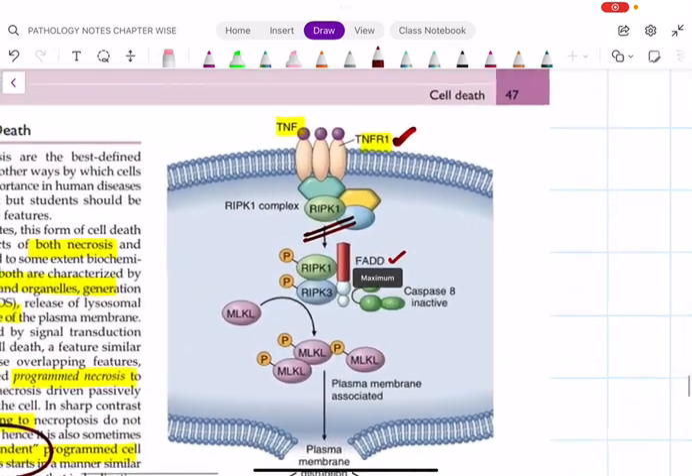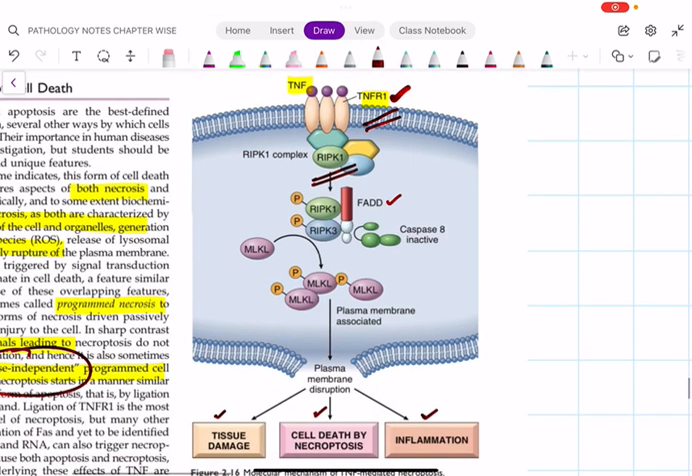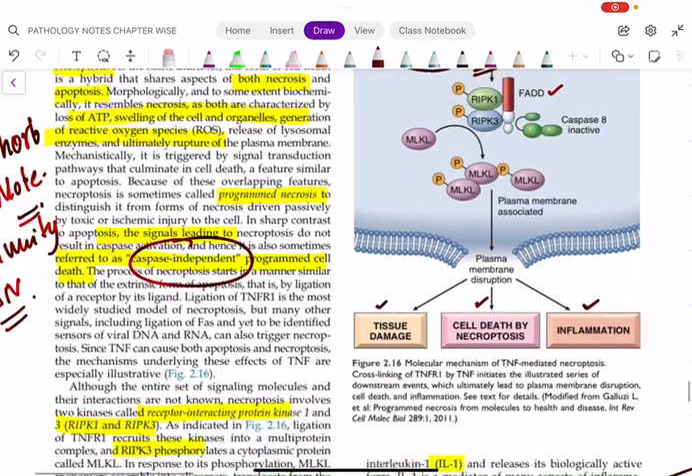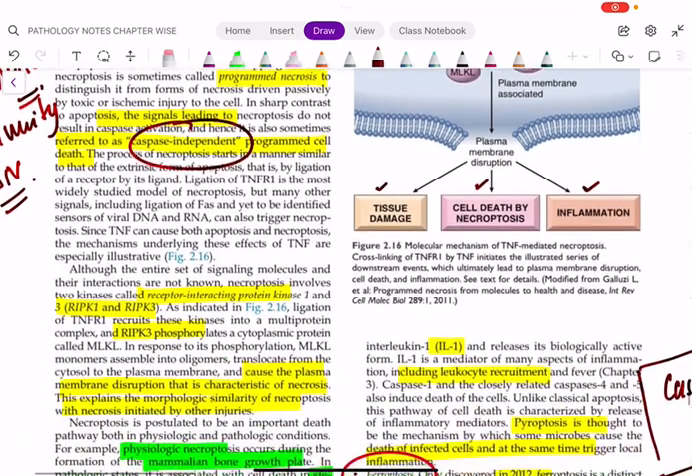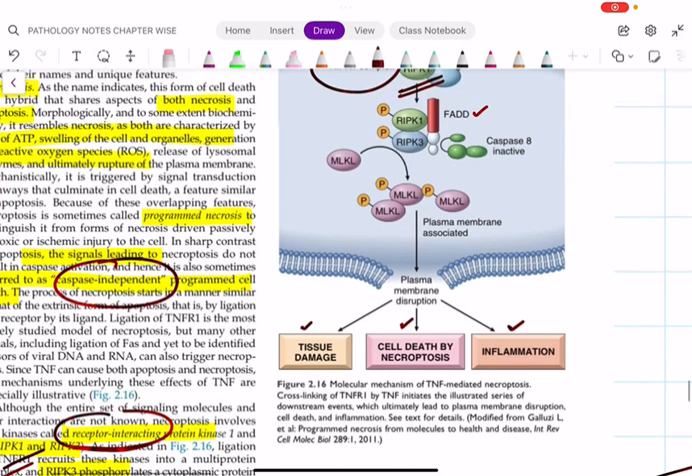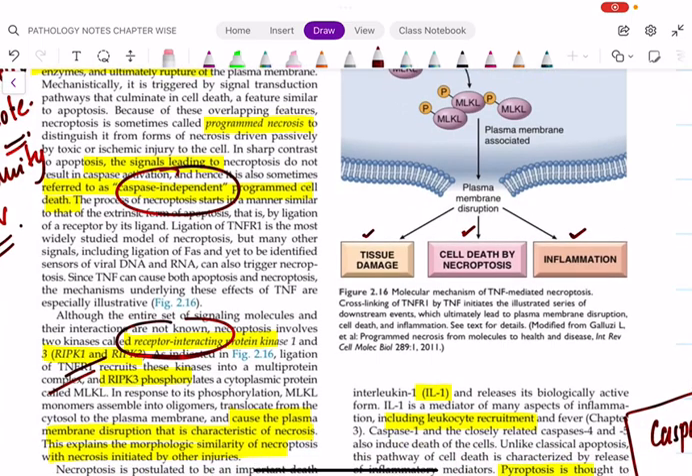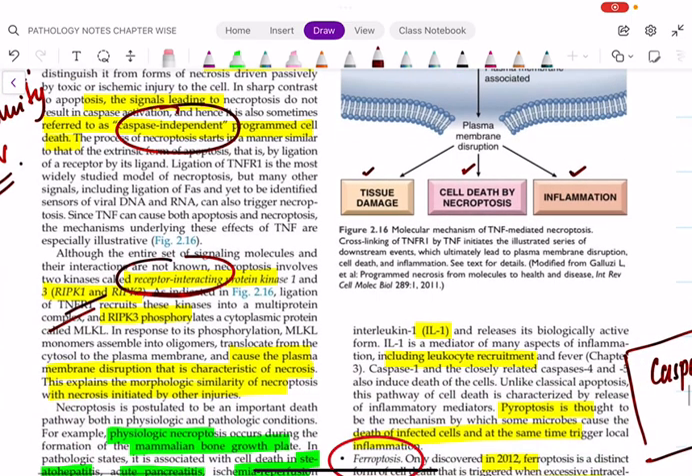Here we have TNF, tumor necrosis factor, which binds with TNFR, the tumor necrosis factor receptor, which will activate a complex of proteins called RIP. RIP is not RIP death. RIP stands for receptor interacting protein kinase. It will activate RIPK1 and RIPK3. Don't write any caspases here because it is a caspase independent pathway. Finally, this causes phosphorylation of MLKL, a cytoplasmic protein.